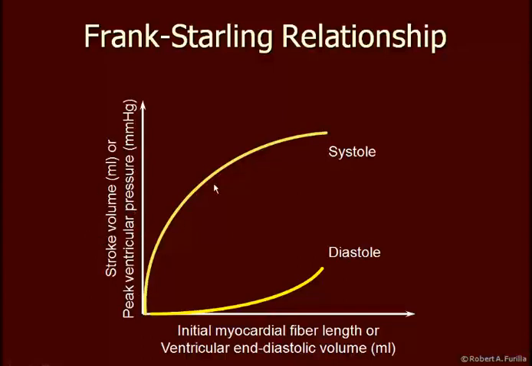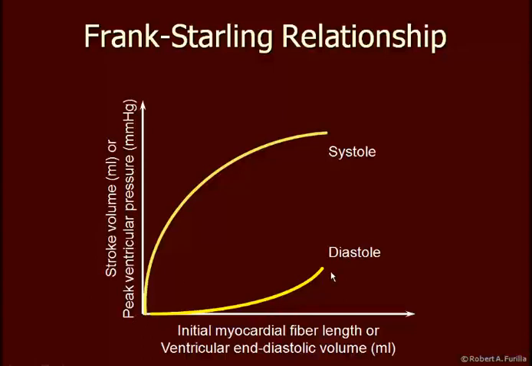This upper curve shows the relationship between peak ventricular pressure and end diastolic volume. As the end diastolic volume increases, the peak ventricular pressure also increases. And this is primarily due to changes in sensitivity to calcium and in calcium channel open probability.